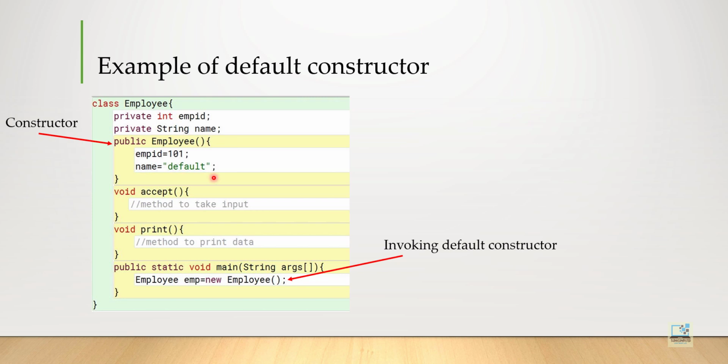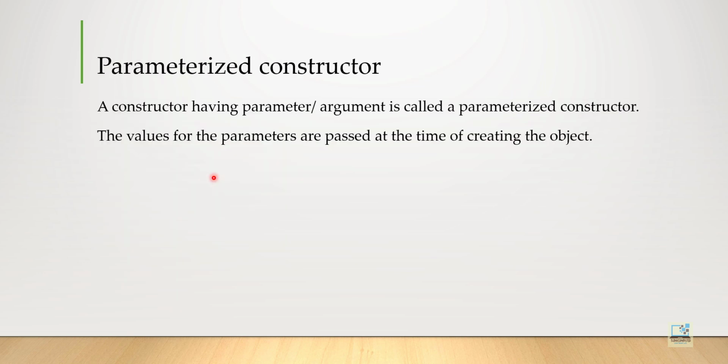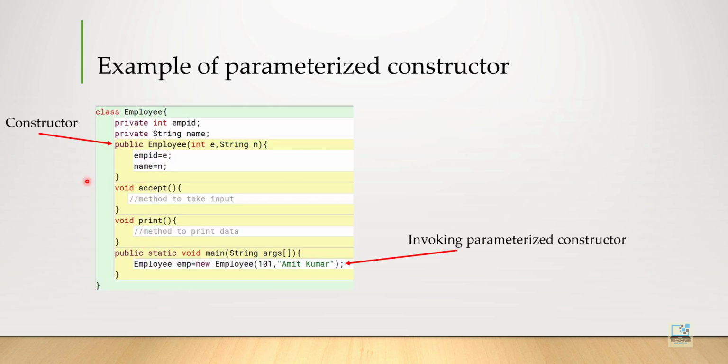Okay. Now next is the parameterized constructor. A constructor having parameter or argument is called a parameterized constructor. The values for the parameters are passed at the time of creating the object. So this second example is of a parameterized constructor. Basically I have modified the previous program and added a parameterized constructor.